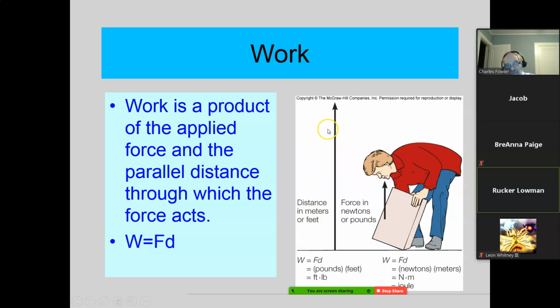Okay, so there's your displacement, there's your force upward, and the product of that applied force and the parallel distance through which that force acts. Since he's picking it up, the displacement is up, his force is up, and the product of those two things is work. Now little w was weight, capital W is work. Little w was a vector quantity because it was a force. Capital W is a scalar quantity, that's work.